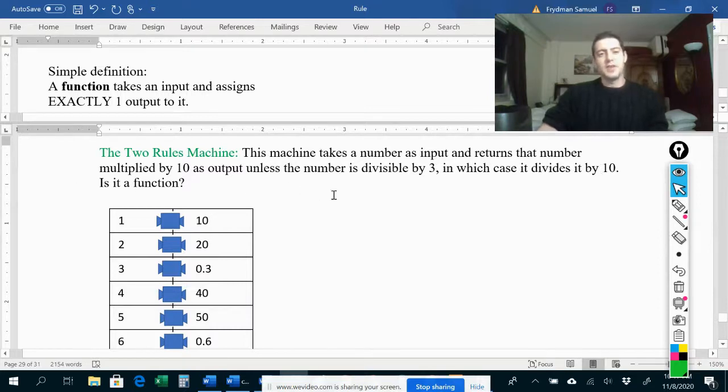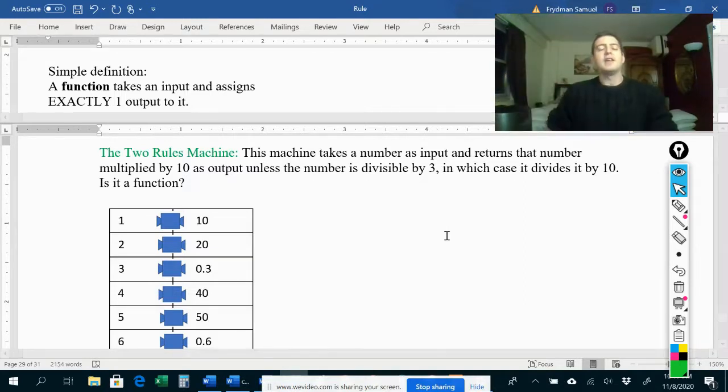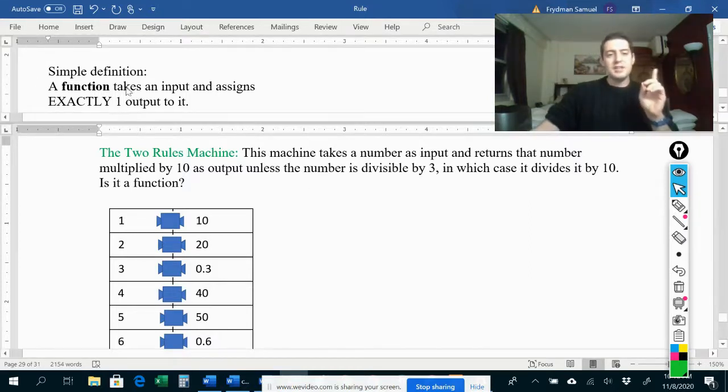Is it a function? So this rule is taking some numbers and multiplying them by 10, and taking other numbers and dividing them by 10. Now you might be thinking, well, if it's doing 2 different things depending on the kind of number that goes into the machine, it must not be a function, but actually that's not true. Remember, a function, as long as it takes an input and assigns exactly 1 output to it, for any input that we put in, we only get exactly 1 thing out, then it's a perfectly good function, even if it's not doing the same thing on every number that goes into it.